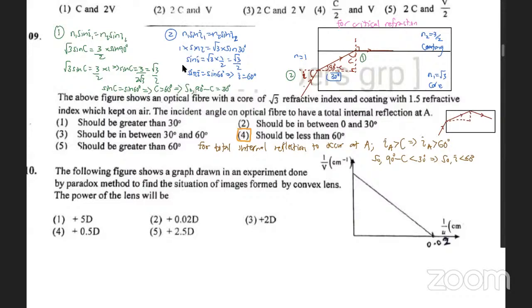So let's take the angles now. Our concern is this angle. Now I'll take this angle as I1 for the time being. Let's take these two angles to be I2. I take this angle to be I2. That means this angle is also I2 and this angle is I1. Okay, so we'll compare with the diagram. I think then it will be easier for you to understand it better. So if you want total internal reflection to happen at A, what is the condition, people? I2 should be greater than 60.